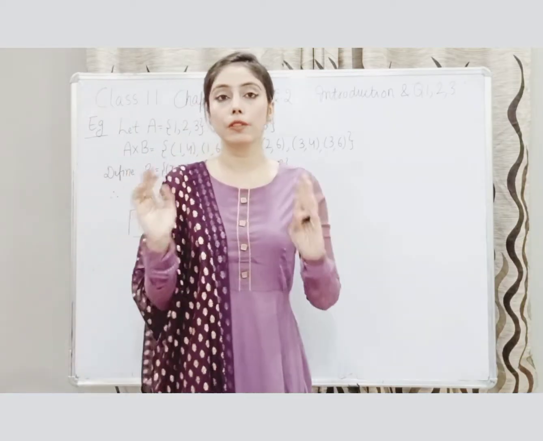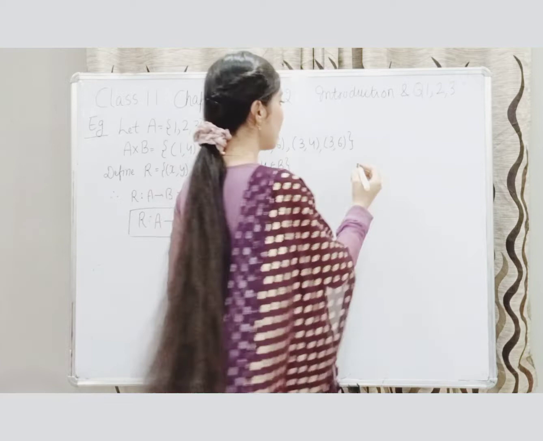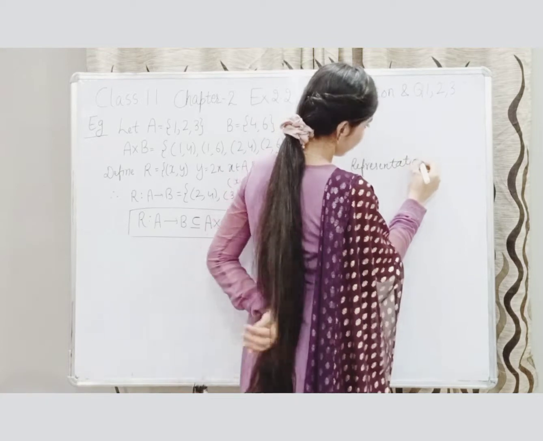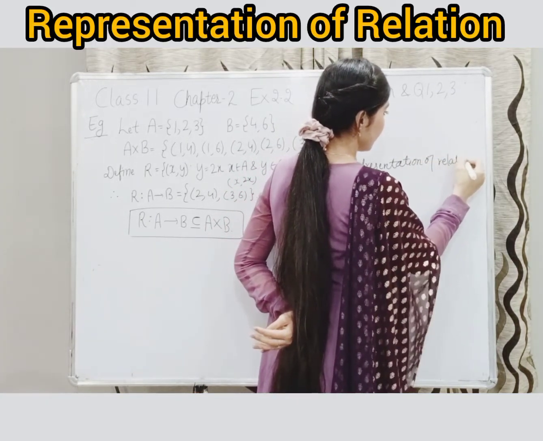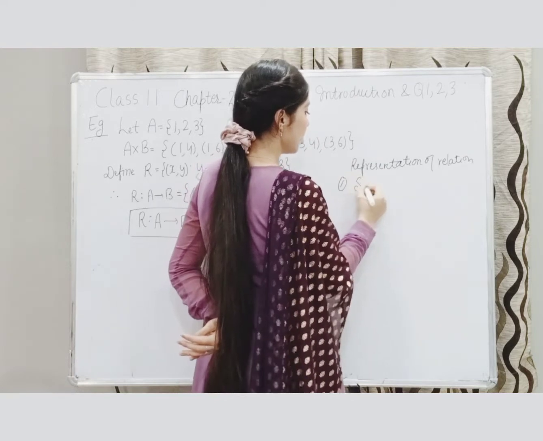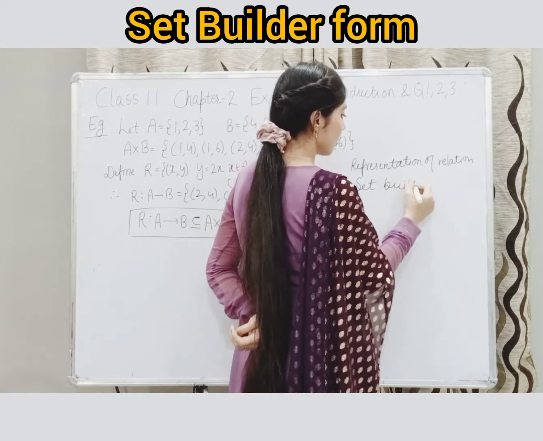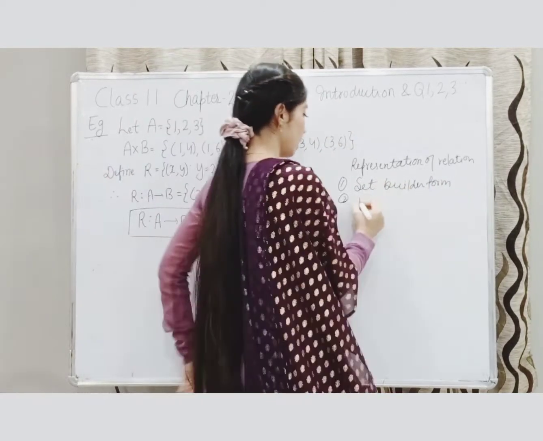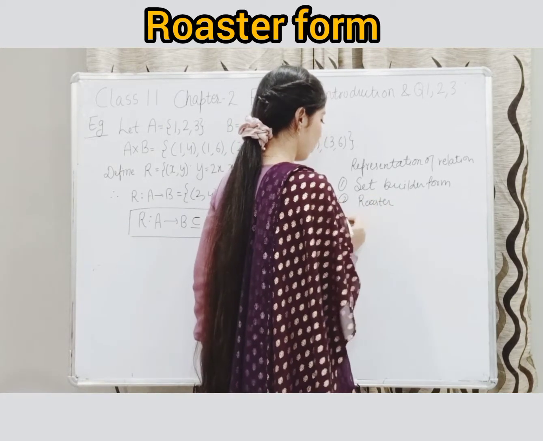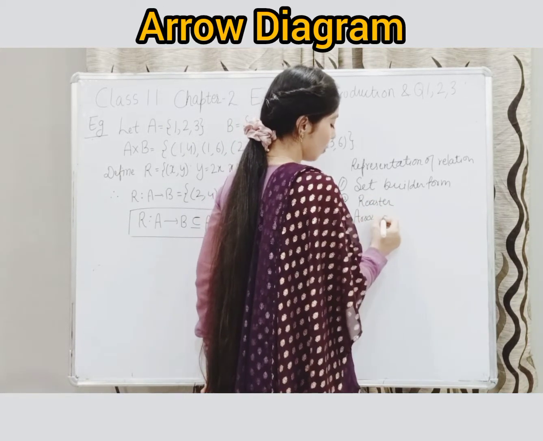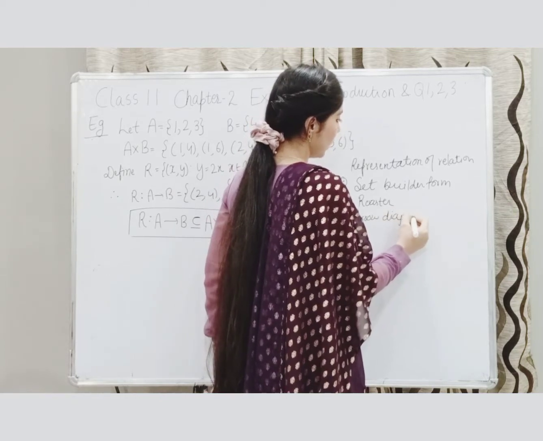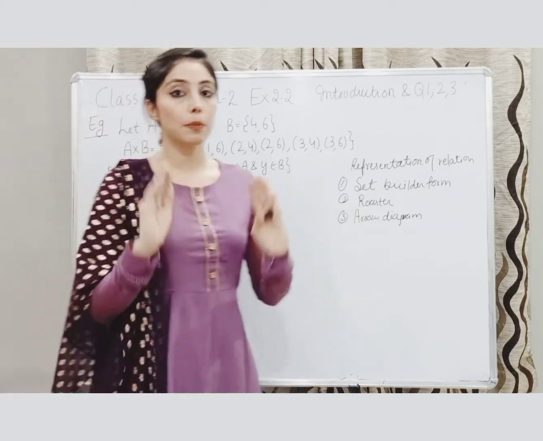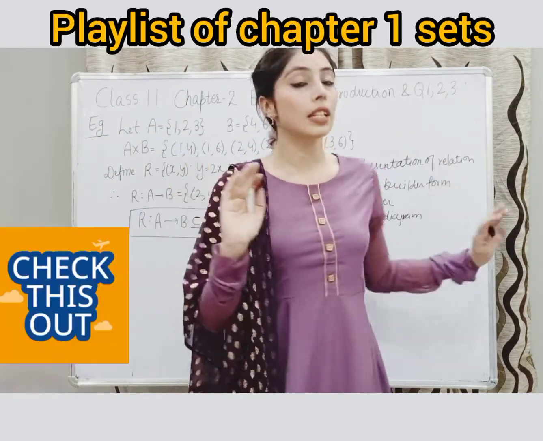So by this example we will see how we can represent a relation. Representation of relation is of three types. First one is set builder form. Second one is roster form, and third one is arrow diagram. Okay, you all know what is a set builder form, what is a roster form, and what is an arrow diagram. In the previous chapter we have briefly discussed these concepts.